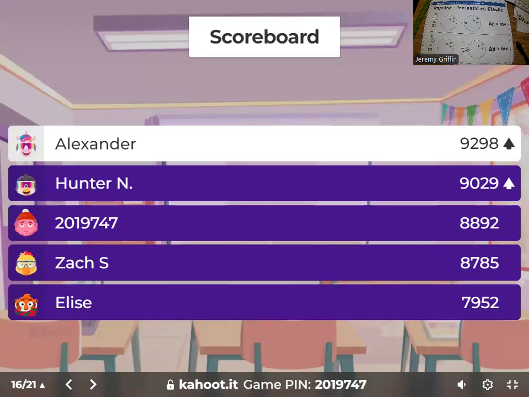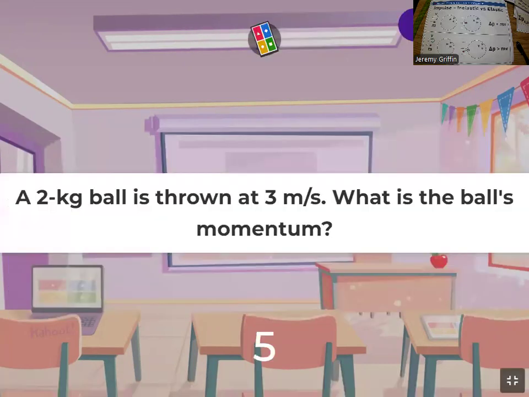Elise, Zach, Tommy Two-Tone, Hunter, Alexander.